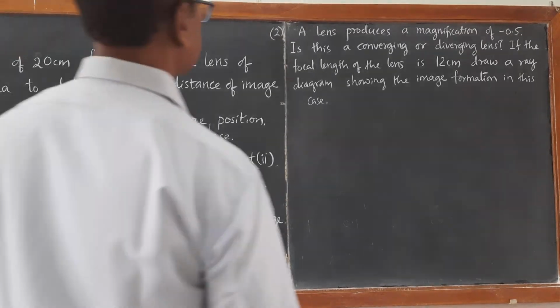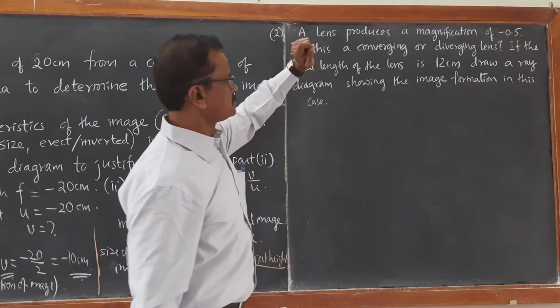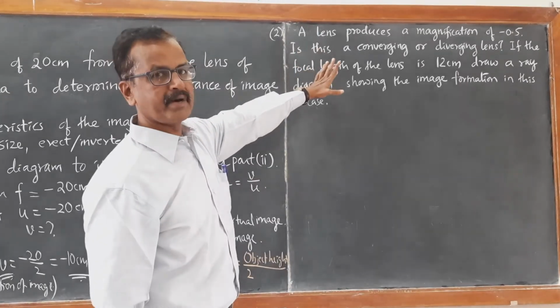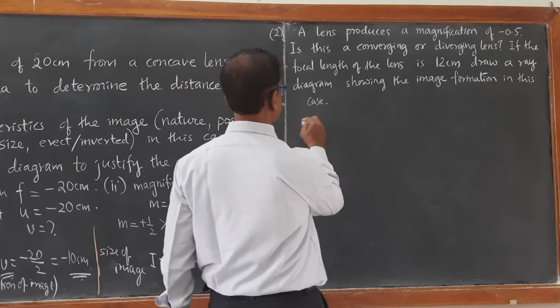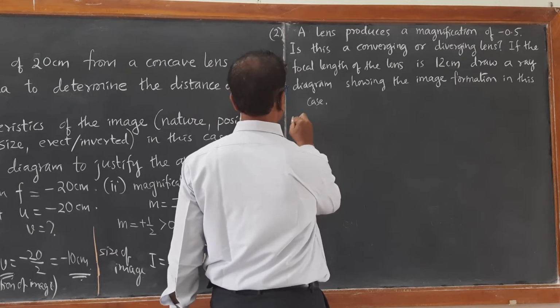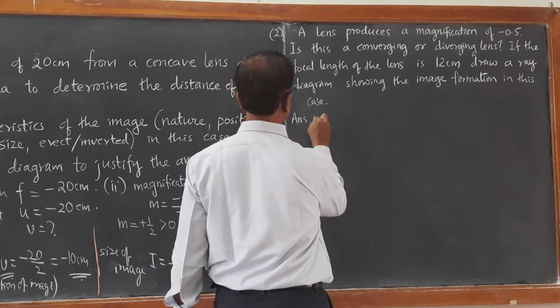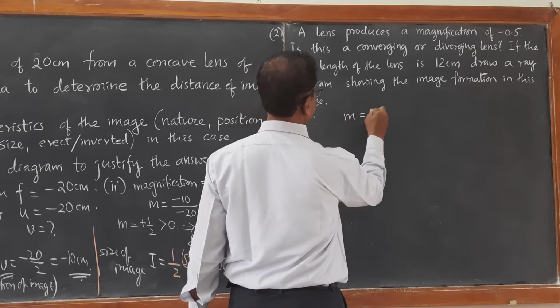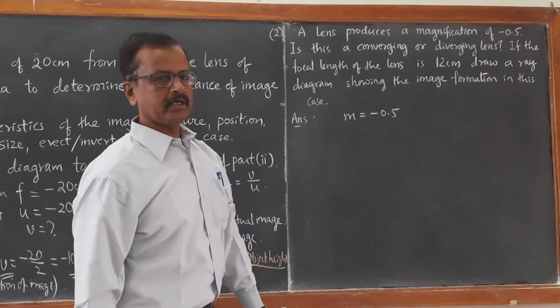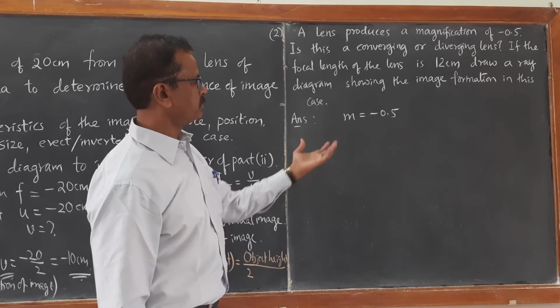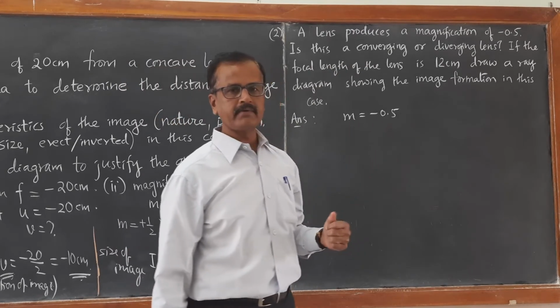Okay, look at this second problem. A lens produces a magnification of minus 0.5. M is equal to minus 0.5. Is this a converging or diverging lens? You have to find out whether it is a converging lens or diverging lens.